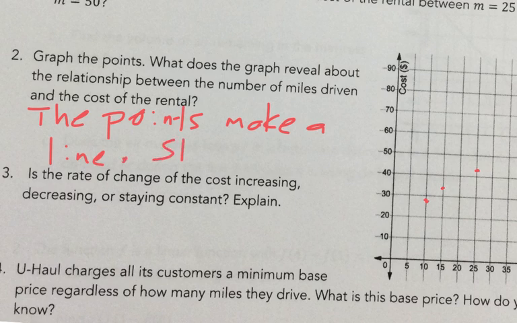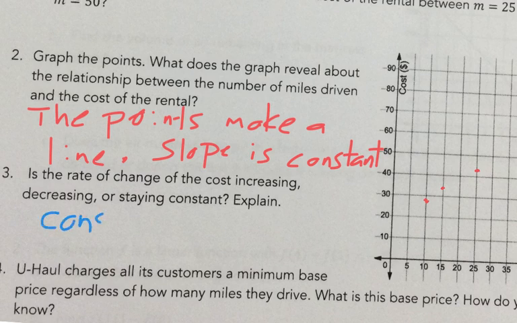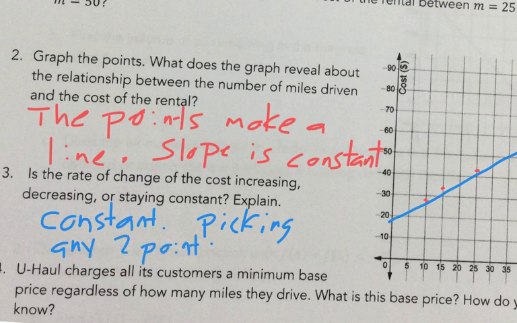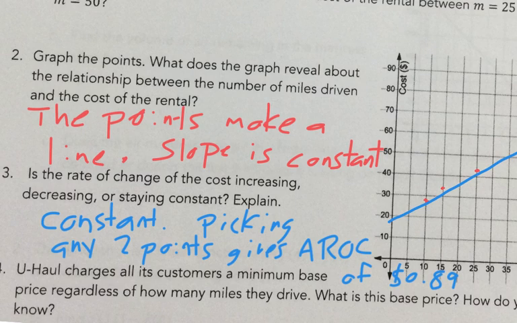And then another note they make here is the slope is constant. That's what being linear means. There's a constant rate of change. So 3, is the rate of change increasing, decreasing, or staying constant? We've already talked about that. It's constant. No matter which 2 points I pick on this line, picking any 2 points, gives an average rate of change of 89 cents. So I just abbreviated average rate of change because I was running out of space. The AROC.